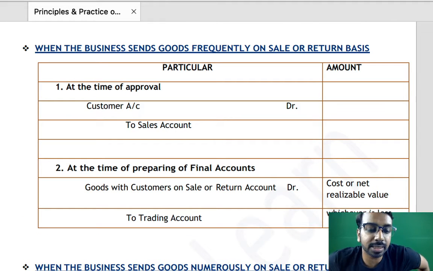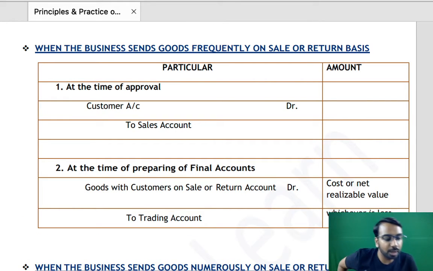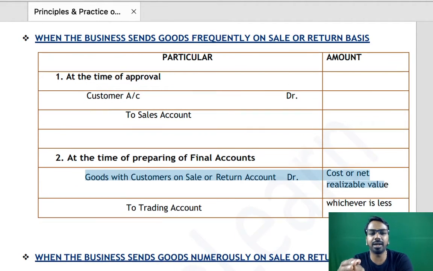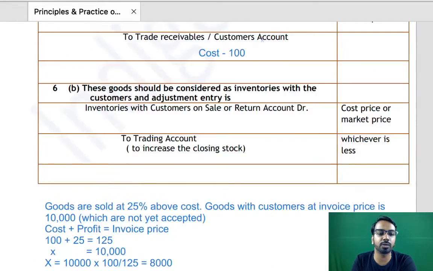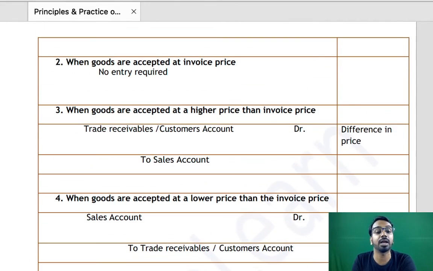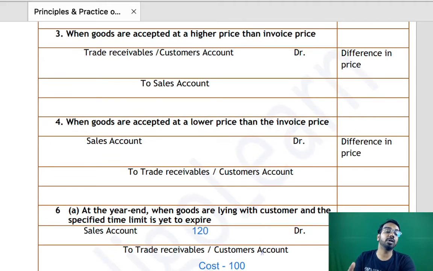Now when the goods are sent frequently, you can do a one-to-one tracking, and once the goods are accepted, you will not have any further entry. Whatever is pending or left out, that portion you will again put to inventory and credit to trading account. Generally less tested in the examination. Most of the questions are based on the first method that we have understood, and this is the scheme of entries that you need to pass.